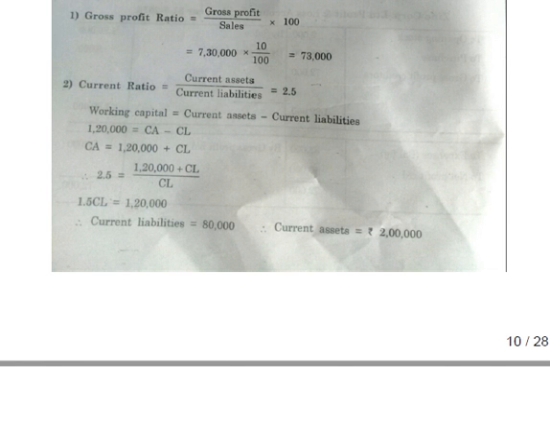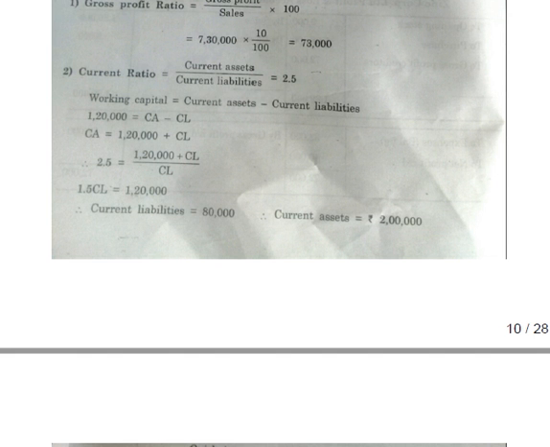1.5 current liability is equal to 1 lakh. How did we get this? 2.5 current liability minus 1 current liability, which is equal to 1.5 current liability, is equal to 1,20,000. So current liability is equal to 80,000.